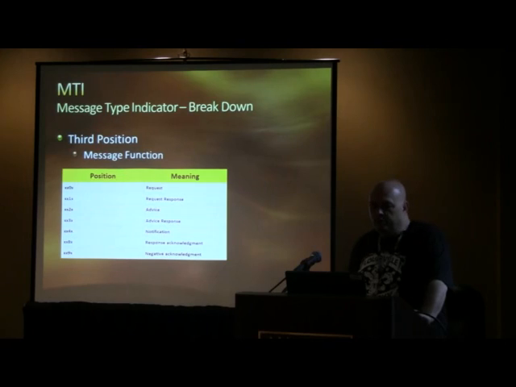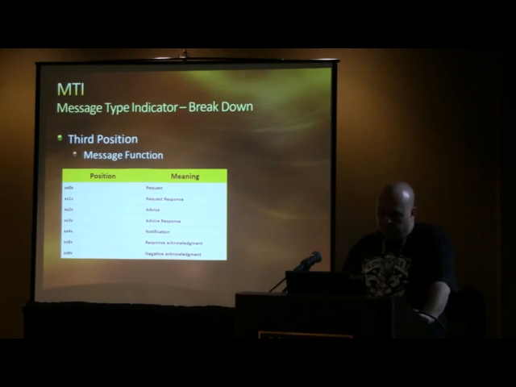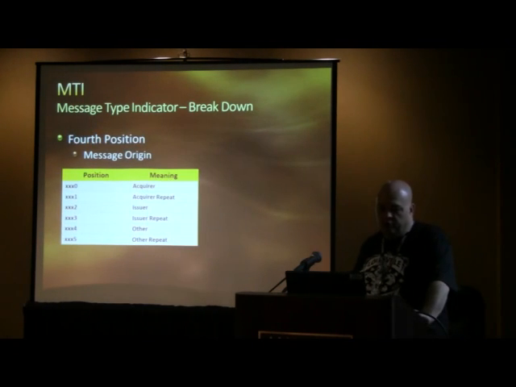Third position is the message function. So if it's a 0, it's a request. A 1 is a response. 2 is advice. 3 is an advice response. You see a kind of pattern here. 4 is a notification. 8 is a response acknowledgement. And 9 is a negative acknowledgement. We'll go into the fourth position here.